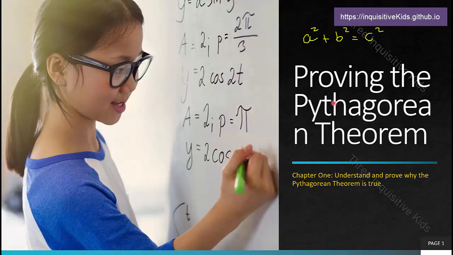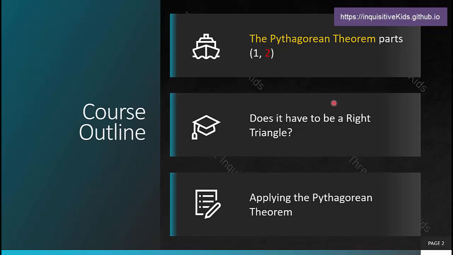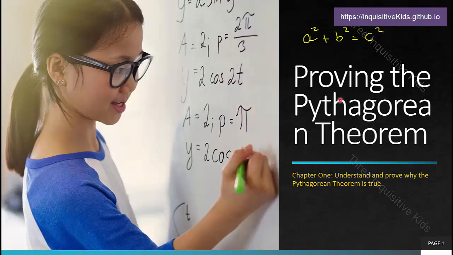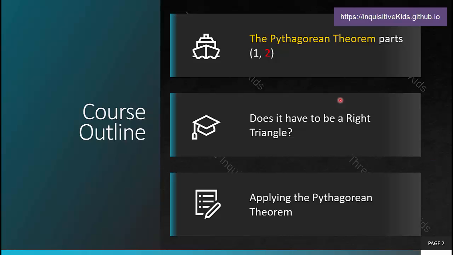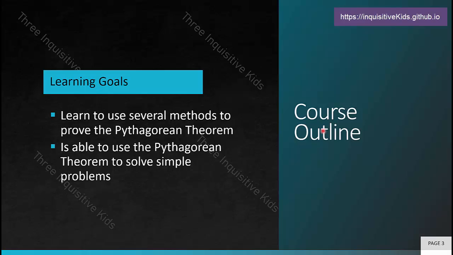So in this lesson, we're going to be proving the Pythagorean theorem. Understand and prove why the Pythagorean theorem is true. So learning about the Pythagorean theorem also includes being able to understand why it's true and answering questions about it. Like for example, later on we're going to be doing, does it have to be a right triangle? So those are all ways of understanding this concept. So, 2 learning goals for today. Learn to use several methods to prove the Pythagorean theorem and be able to use the Pythagorean theorem to solve simple problems.